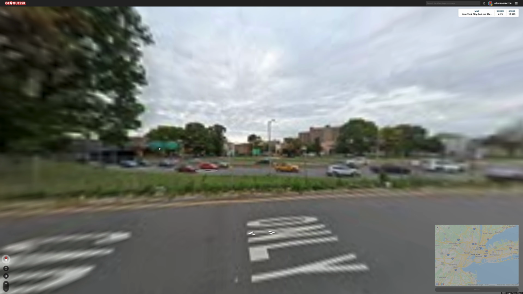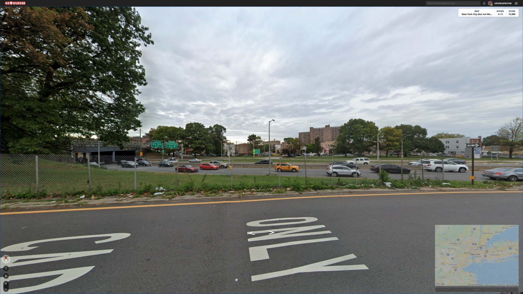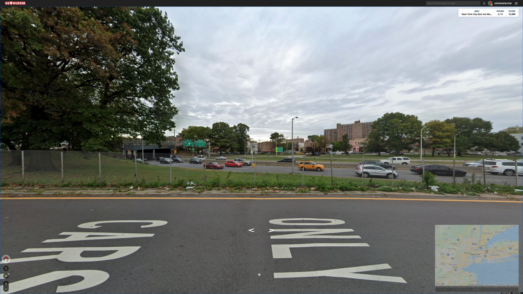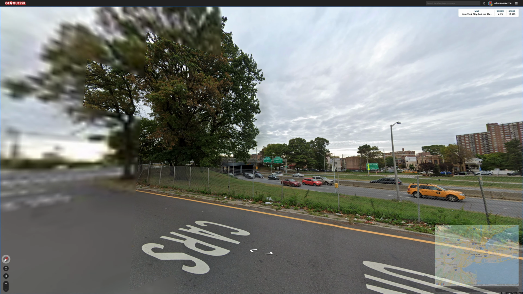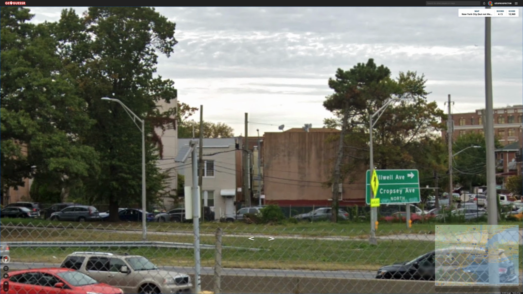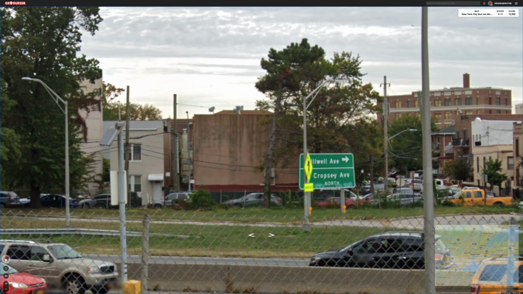Okay, 4 out of 5. Now, what are we looking at here? We don't have to move too far. We've got the Bay Parkway and Cropsey Avenue South. That's interesting. Bay Parkway and Cropsey Avenue. Don't recognize those names. On here we've got Millwell or something, Illwell Avenue as well.